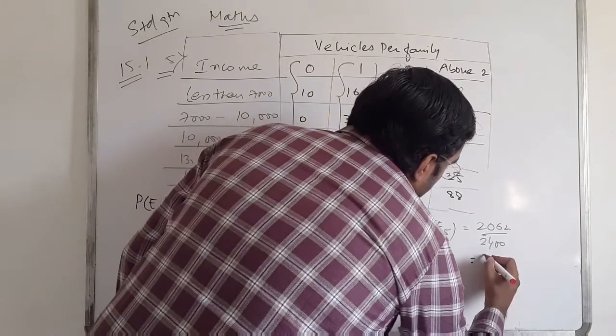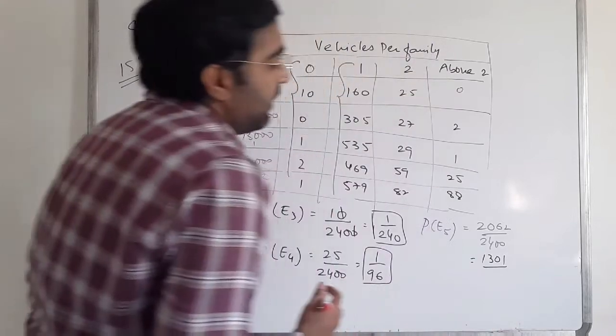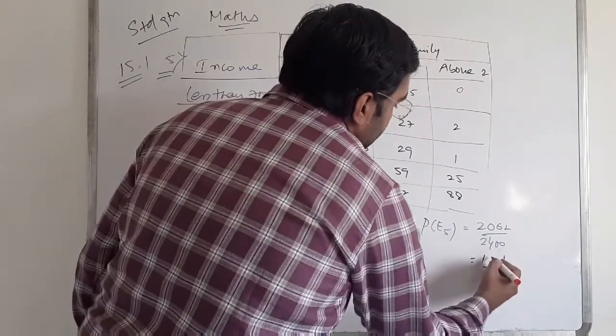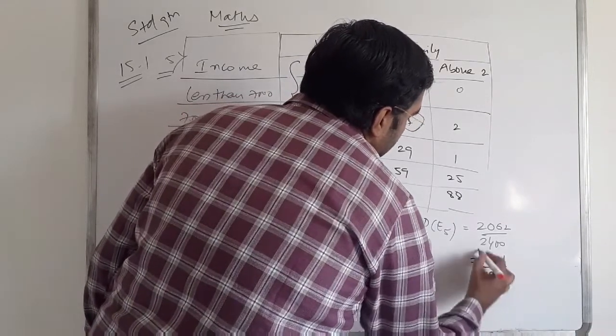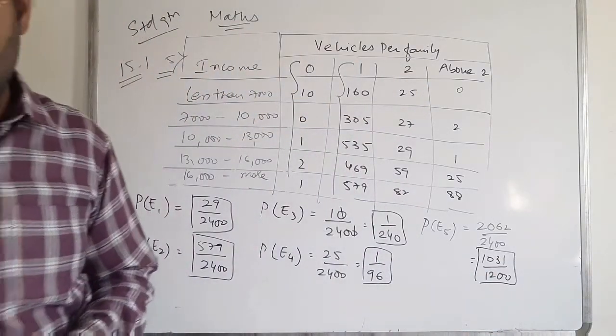Whenever you go to cancellation, 1300, 1031 by 1200. Okay, this is your final answer. Clear?